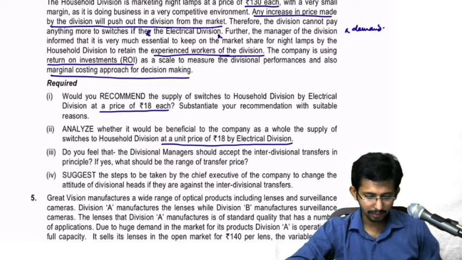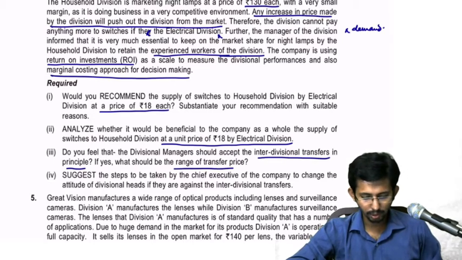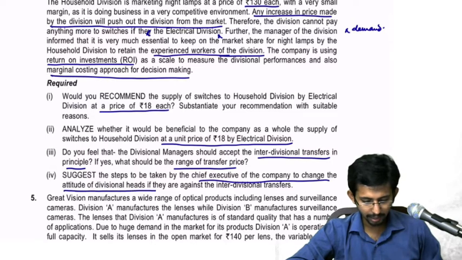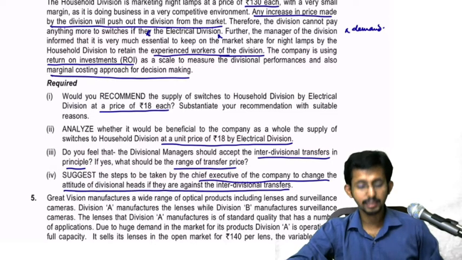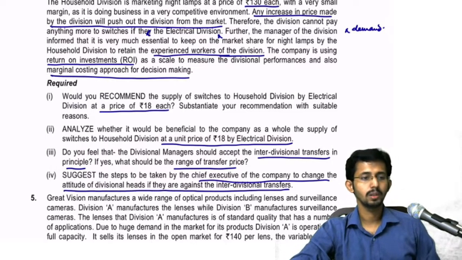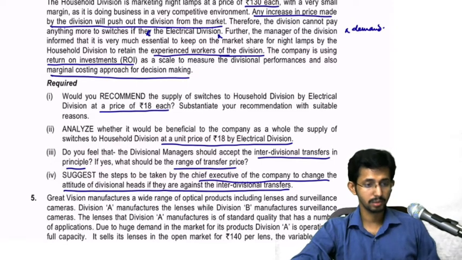Do you feel that the divisional manager should accept the interdivisional transfers in principle? If yes, what should be the range of their transfer price? Suggest the steps to be taken by the chief executive of the company to change the attitude of divisional heads if they are against the interdivisional transfers. Okay, so this is a question.